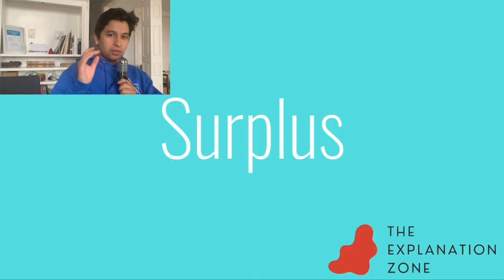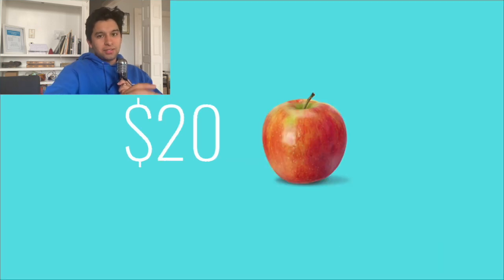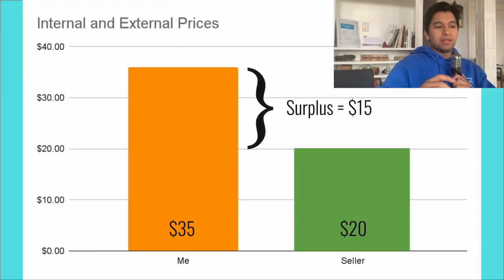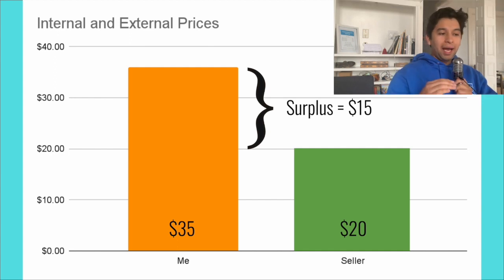But to really understand where those supply curves, where those demand curves, and why they go to that clearing price, we're going to talk about surplus. So let's say there's an apple and it costs $20 and it's going to sell itself for $20. And there's me. I will buy any apple that is below $35. Well, when I buy an apple at $20, I actually end up with a $15 surplus because the apple that is worth $35 to me, I end up buying for only $20.